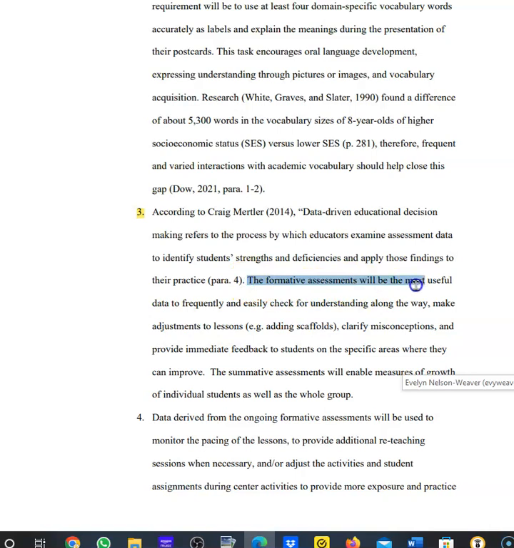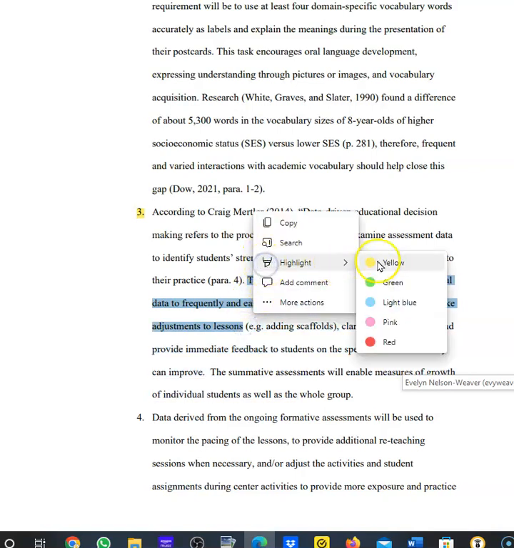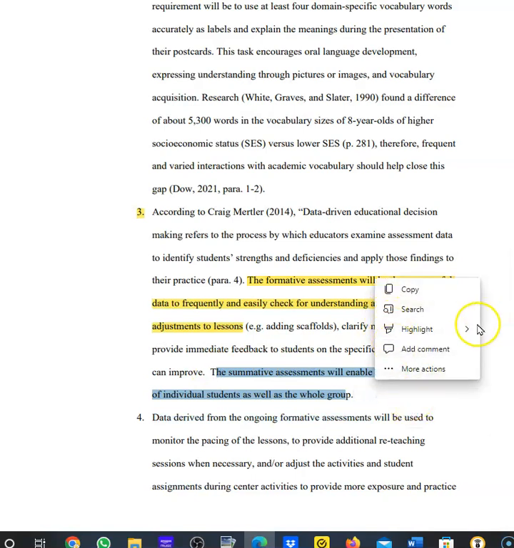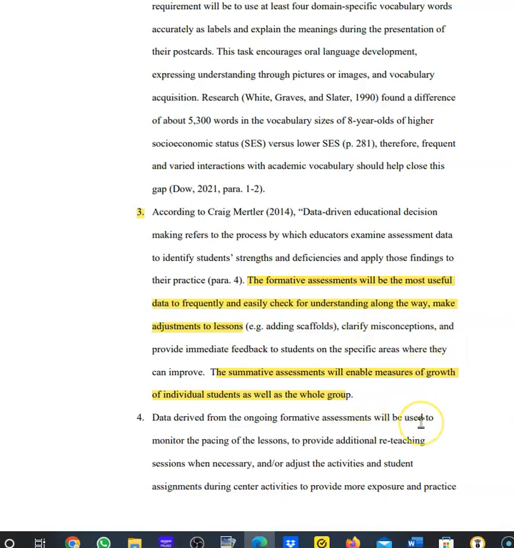The most important thing is you're going to tell what the formative assessments will tell you as a teacher. She says the formative assessments will be most useful data to frequently and easily check for understanding along the way and make adjustments to the lesson. So that's the kind of data she's going to get. She goes on to say it will clarify misconceptions and provide immediate feedback. Then the summative, now tell what that's going to do. The summative assessments will enable measures of growth of individual students as well as the whole group. So these are very, very important that you do the formative and the summative in number 3.